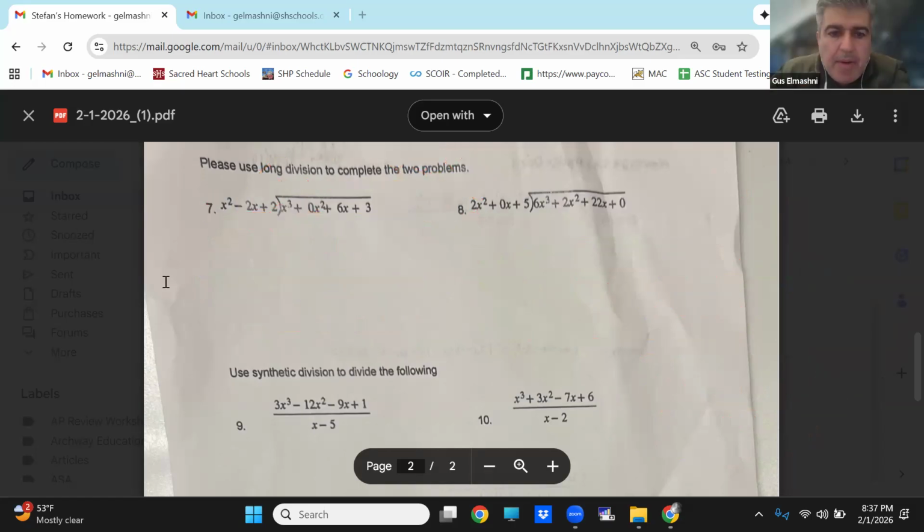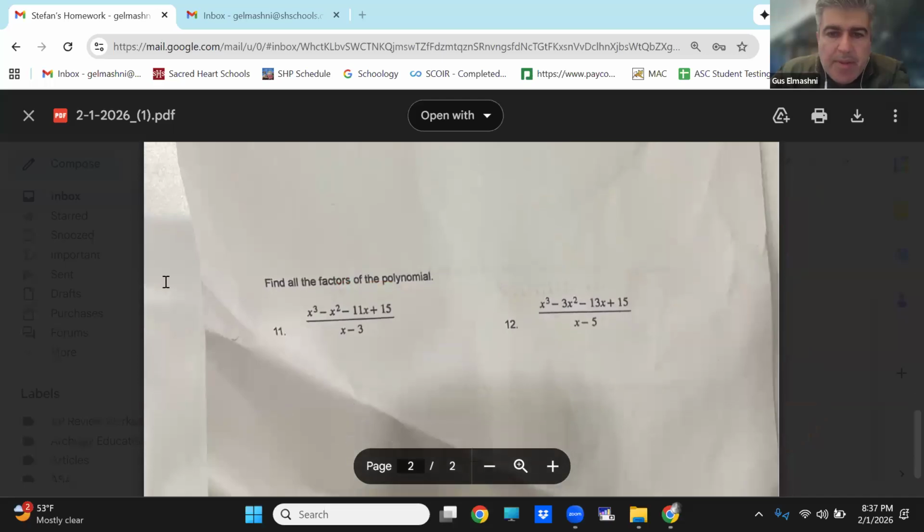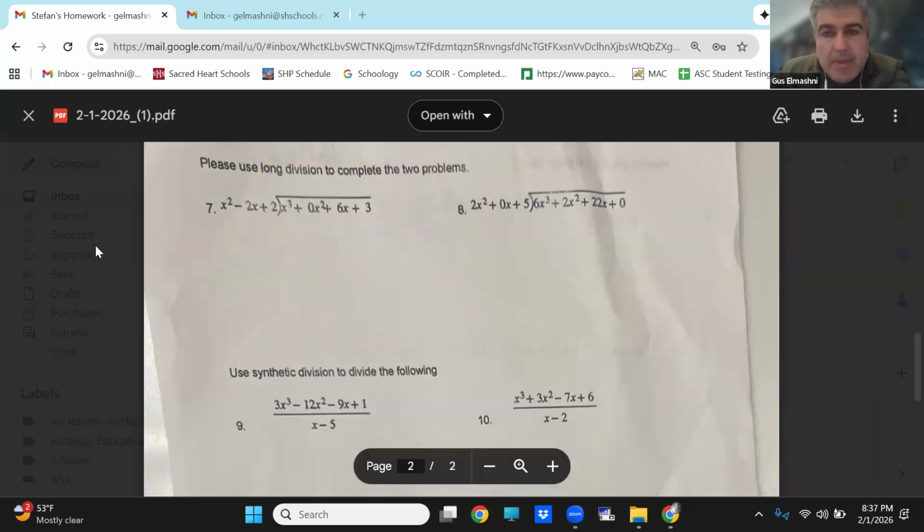Synthetic, I think I like a little better. It's a cleaner process. But yeah, long division is kind of a pain in the ass here. Yeah. So we'll do this again.